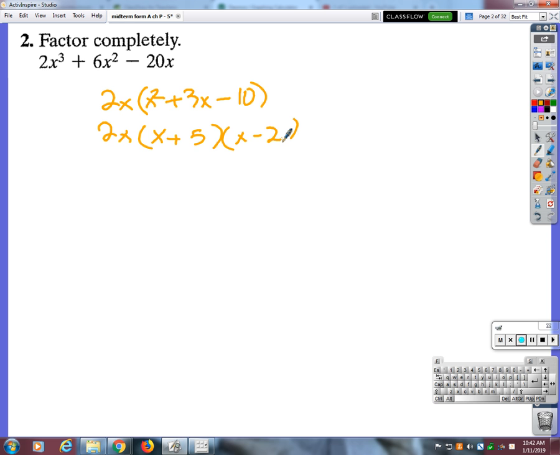No, okay, I see what you're saying. If this was like equals 0, then we would say x equals 0, x equals -5. Right, exactly. You'd take those and set them equal to 0, but it's just saying factor it. So it's just an expression, not an equation, so you're not actually going to solve for x. Okay? Yeah, thanks for asking.